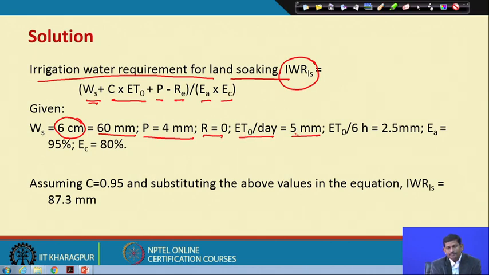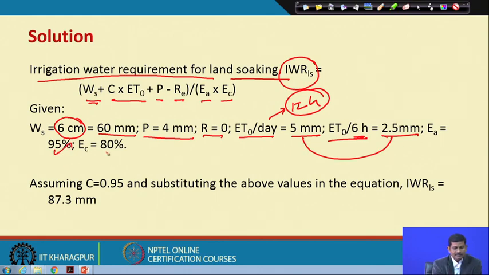P is given 4 mm, rainfall 0, ET 0 per day is 5 mm. But we have 6 hours, so ET 0 for 6 hours. Let us count 12 hours a day, that is the day time. So, half of this gives ET 0 for 6 hours, and EA 95%, EC 80%. So, you substitute, all the values are here.